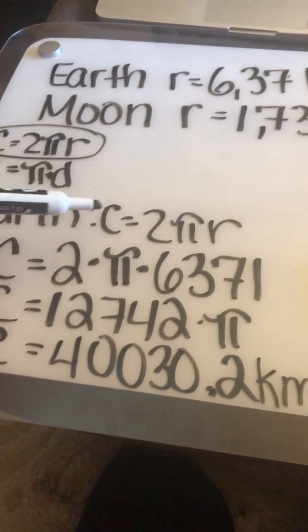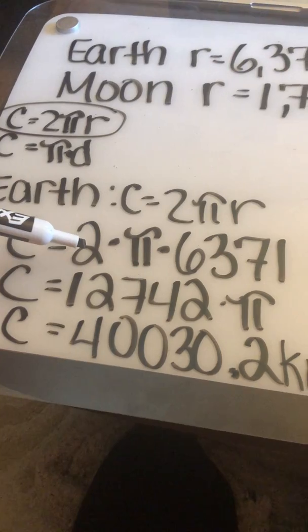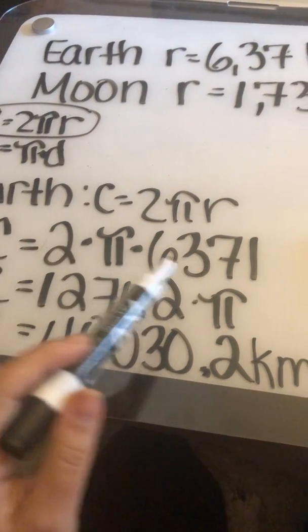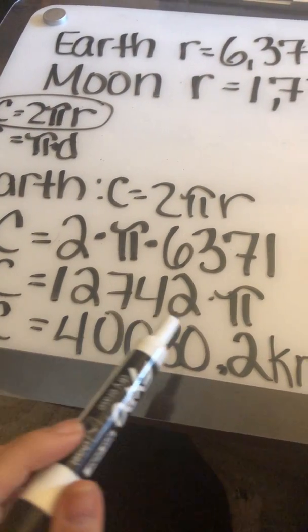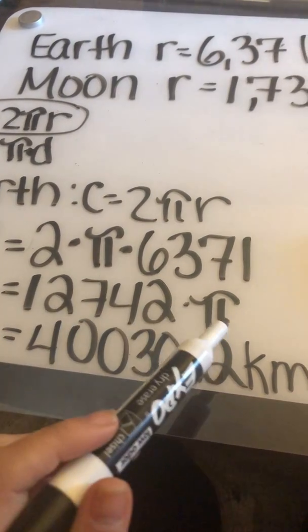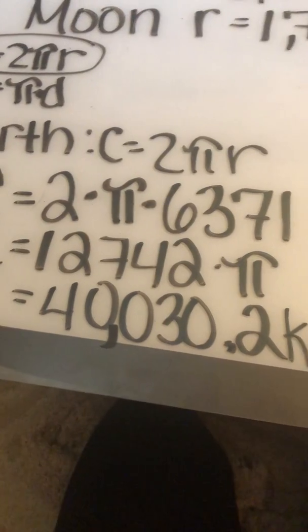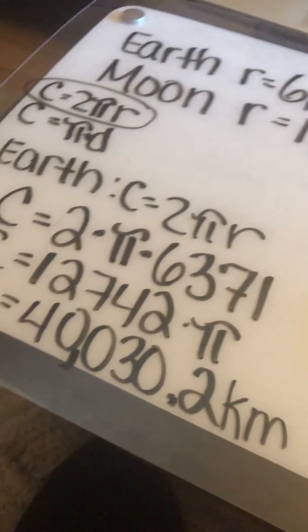Again, we use the formula C equals 2 times pi times r. We plugged in the numbers that we know, which was our radius. We multiplied 2 times 6,371. We got our circumference in terms of pi, but since we're rounding to the nearest tenth, we had to do this multiplication, and we then got 40,030.2 kilometers. So again, that's for the Earth. Now we have to do the same thing for the moon. So let's do that over here.